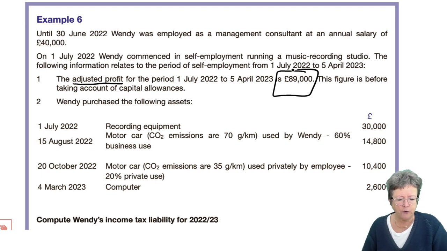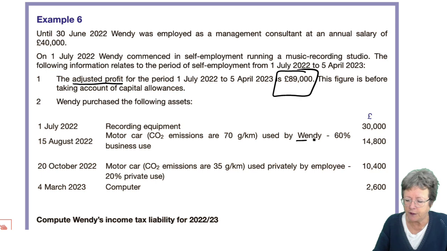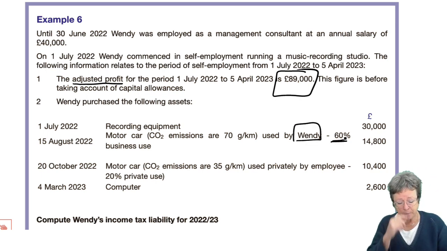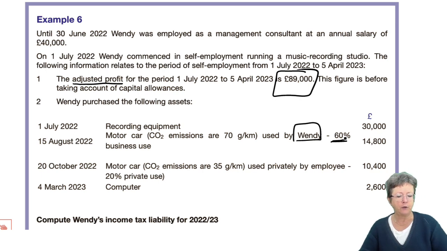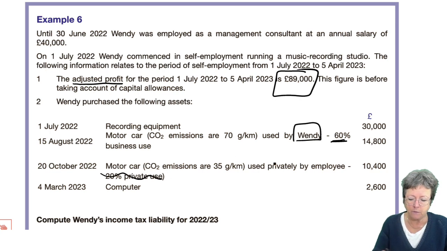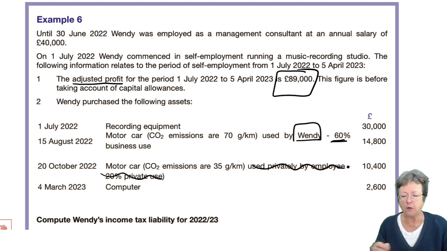So she bought the following equipment. She bought £30,000 worth of recording equipment on the 1st of July. She bought a car with 70 grams per kilometre of emissions that she used. So that's her use, 60% business. On the 20th of October, she bought a car which is going to be used for an employee. So we don't need to know that.